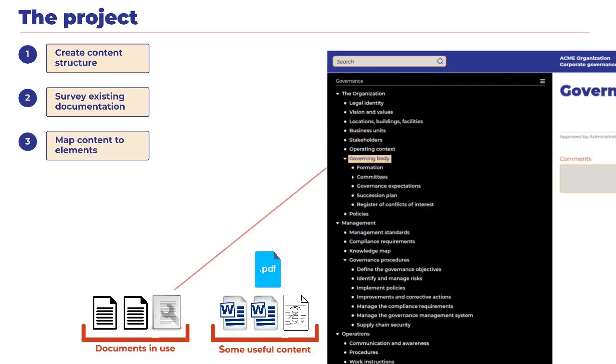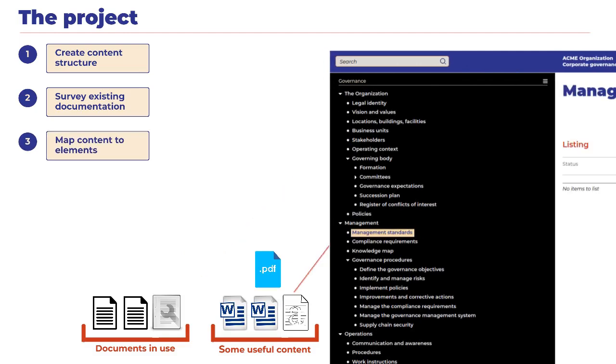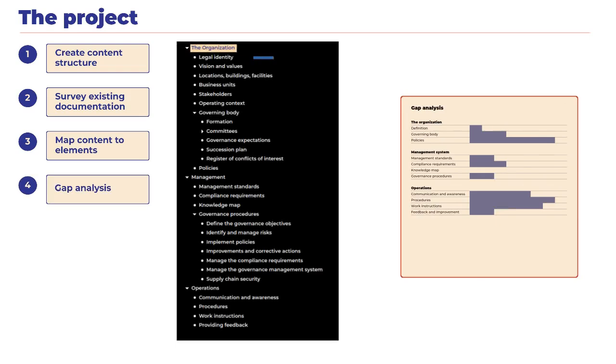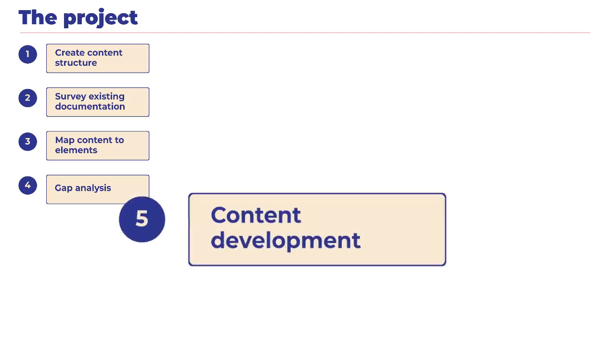Map your existing content to the required elements. Don't worry about detail at this point. The aim is just to see what you have and where it belongs. Step 4 is the gap analysis. Assess the state of each element. What content do you have, if any? Is it usable? Where are the gaps? What are the risks? Step 5.